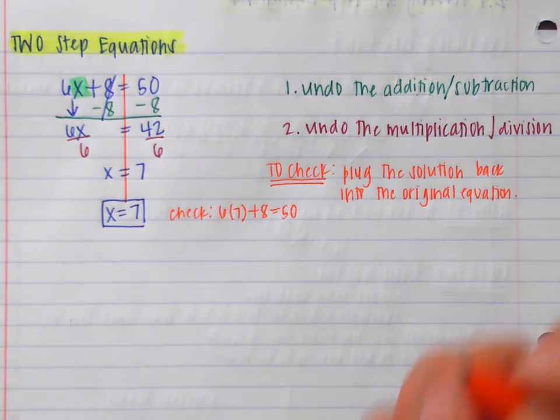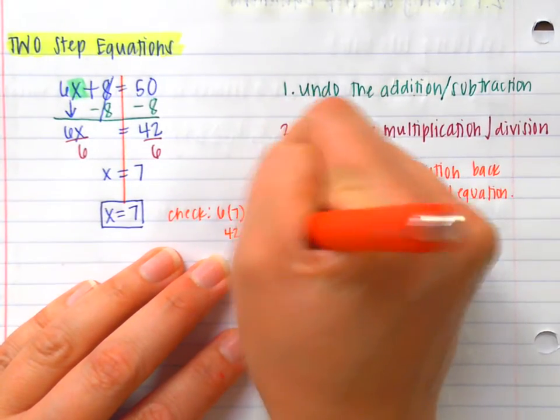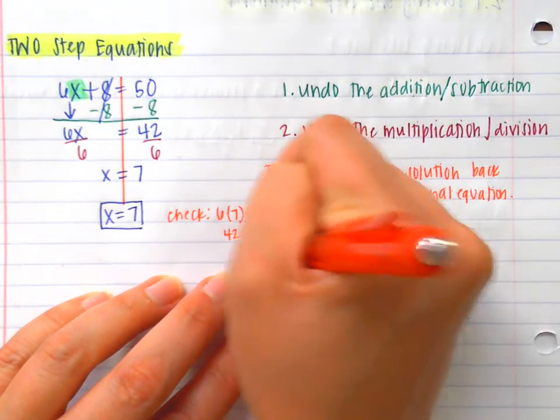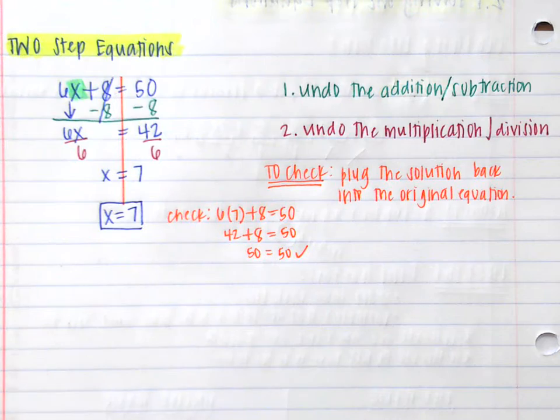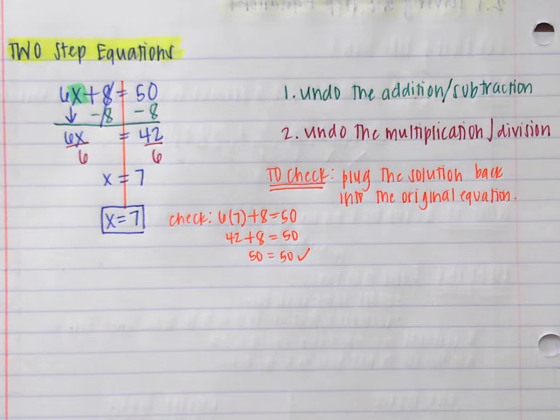So 6 times 7 is 42. 42 plus 8 is 50. And that makes sense. 50 equals 50. So I did it correct. If these two don't equal each other, you've done something wrong. Go back, check your work.